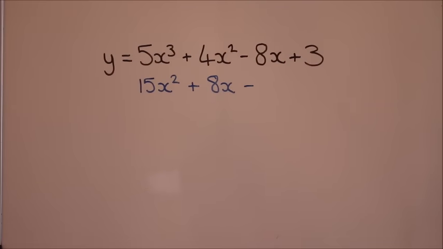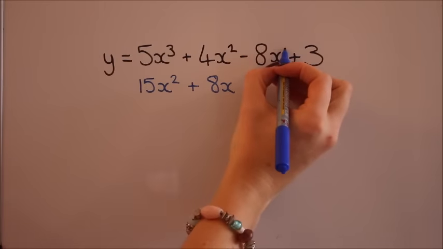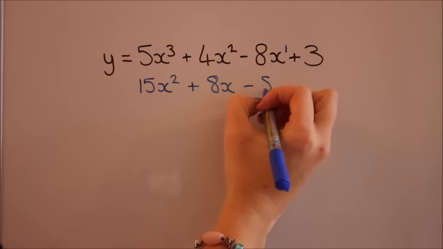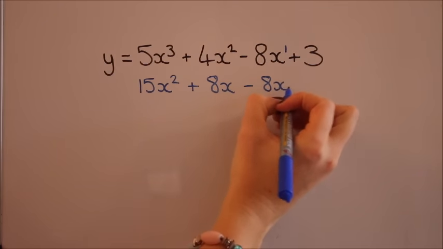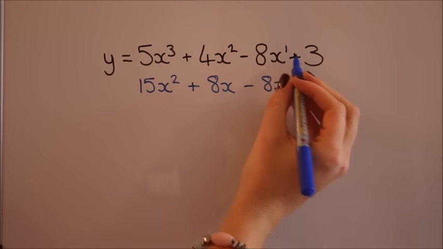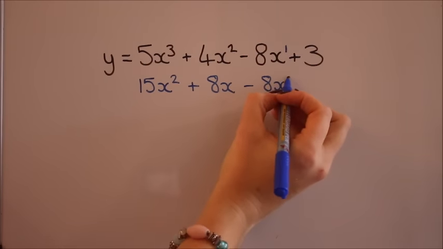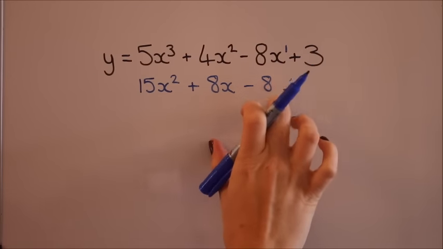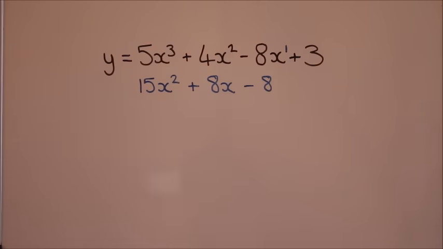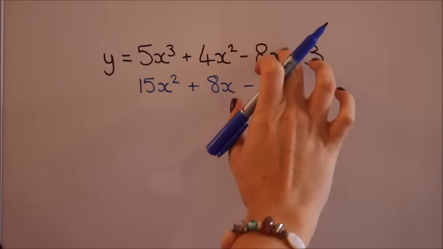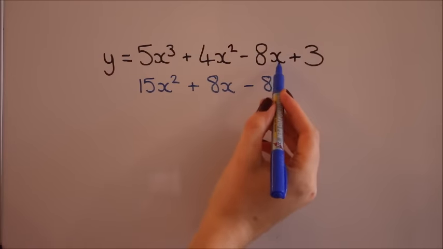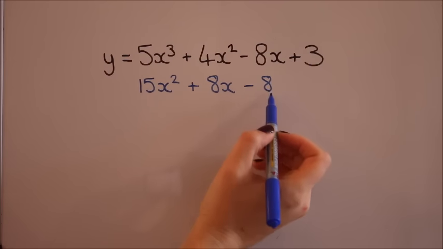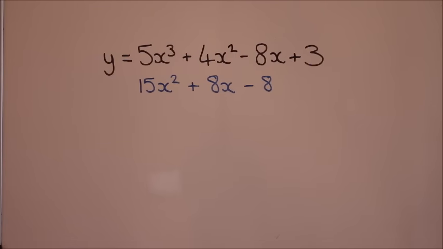Next, we've got 8x. Now here it doesn't have a power, but you can think about it if you like as having a power of 1. So times and take. When you take 1 away, it'll be 0. And x to the power of 0 is 1. Anything to the power of 0 is 1. So that term, we can just get rid of that. It will just be 8. So in general, if you've got a number times a letter and you're differentiating, you just lose that letter and you get the number left.